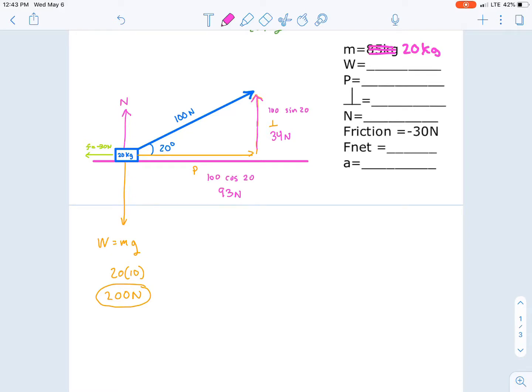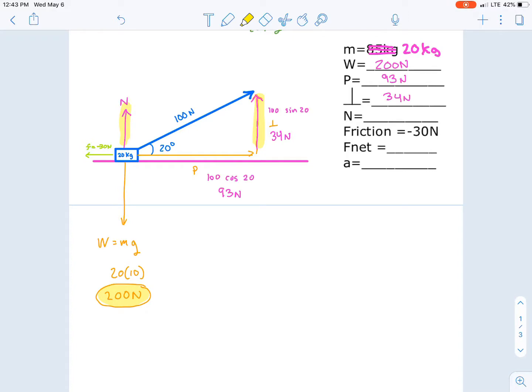All right, what, you want to fill in numbers? Okay, weight, 200 newtons. Parallel force, 93 newtons. Perpendicular force, 34 newtons. Normal force. Okay, I'm glad you asked. All right, we have 200 newtons pulling down. So that means we have to have a force of 200 newtons going up. Look at our picture above. We have the normal going up. We have the perpendicular going up. Those two have to be equal and opposite.